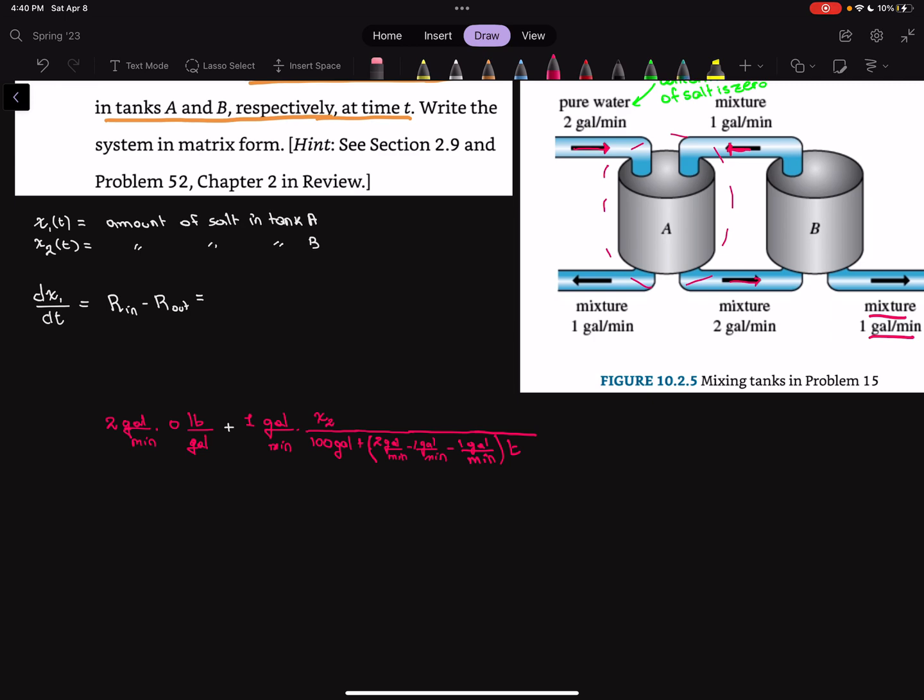Now, some of you might notice that since the stuff that's coming out is the same as the stuff that's coming in, this becomes 0, because it's 2 gallons minus 1 gallon minus 1 gallon. But in general, you want to make sure to account for that, because had the rates not been the same, then you would have to put that in. And this summarizes the stuff that's coming into our tank A. So this is our rate in for A.